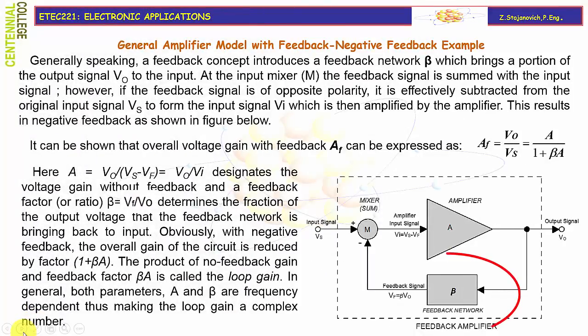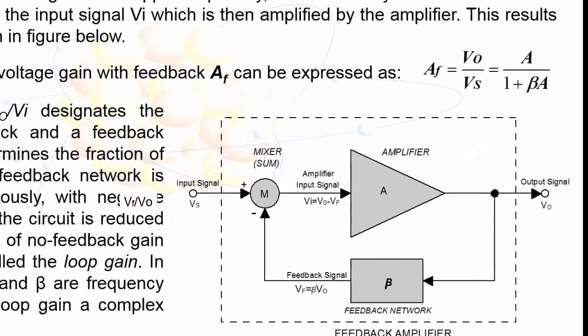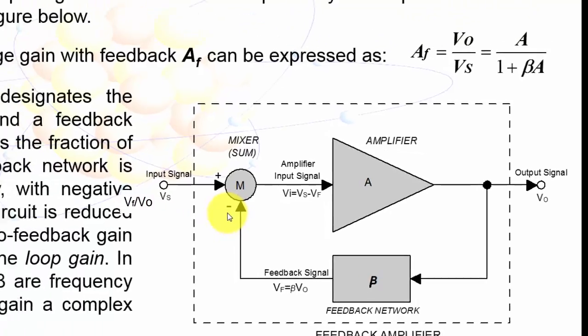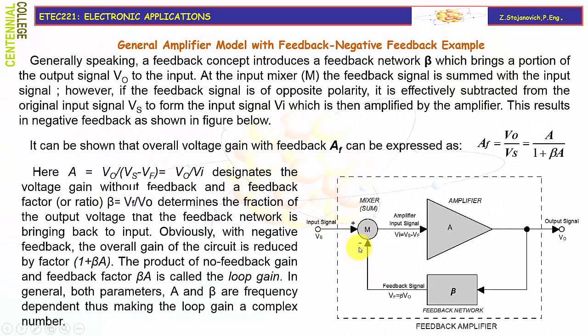Generally speaking, the feedback concept introduces a feedback network, call it beta, which brings a portion of the output signal VO to the input. At the input mixer, designated here as M, the feedback signal is summed with the input signal. However, if the feedback signal is of opposite polarity, it is effectively subtracted from the original input signal Vs to form the input signal Vi, which is then amplified by the amplifier. This results in negative feedback, as shown in this figure below.